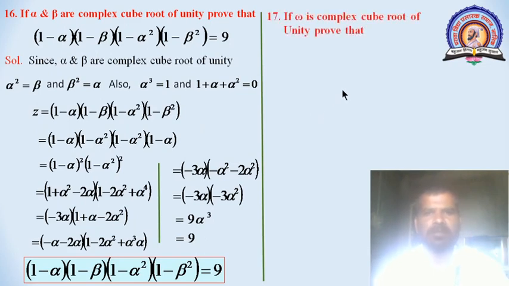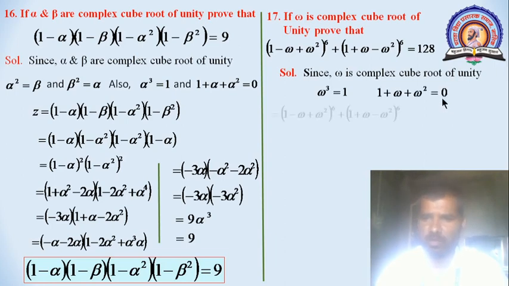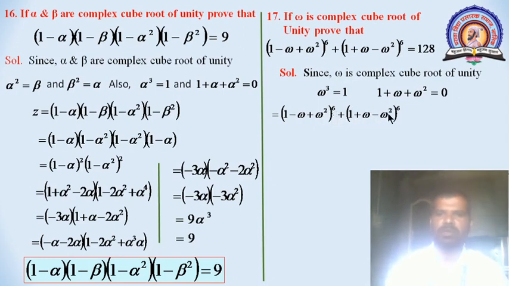Next example is, if omega is complex cube root of unity, then prove that 1 minus omega plus omega square raised to 6 plus 1 plus omega minus omega square raised to 6 is equal to 128. And since omega is complex cube root of unity, similar as the previous one, we have omega cube is equal to 1 and 1 plus omega plus omega square is equal to 0. Now consider this LHS: 1 minus omega plus omega square raised to 6 plus 1 plus omega minus omega square raised to 6.